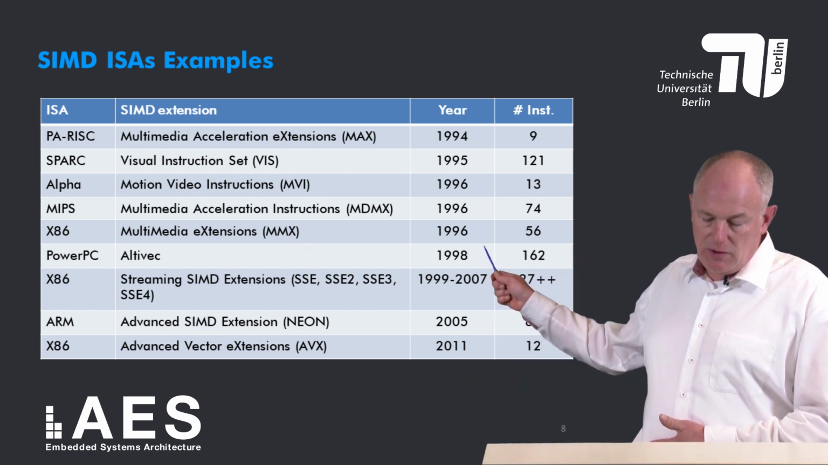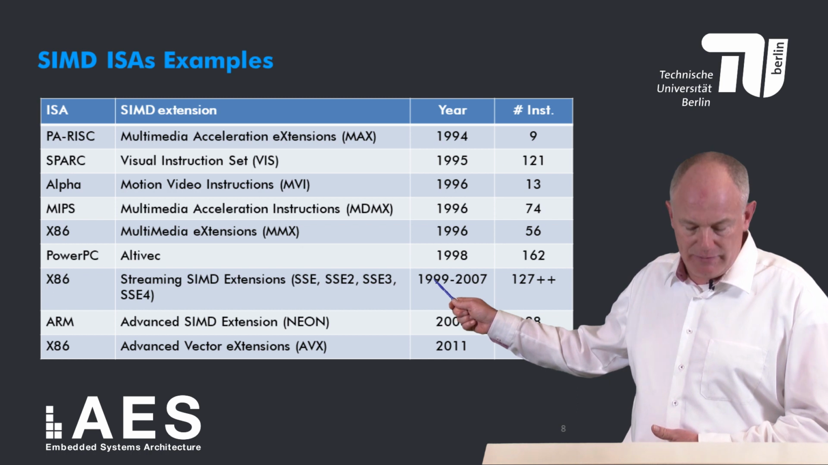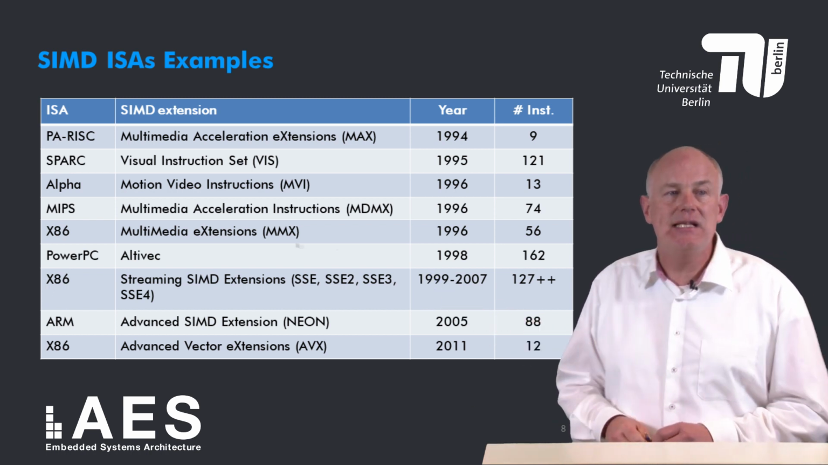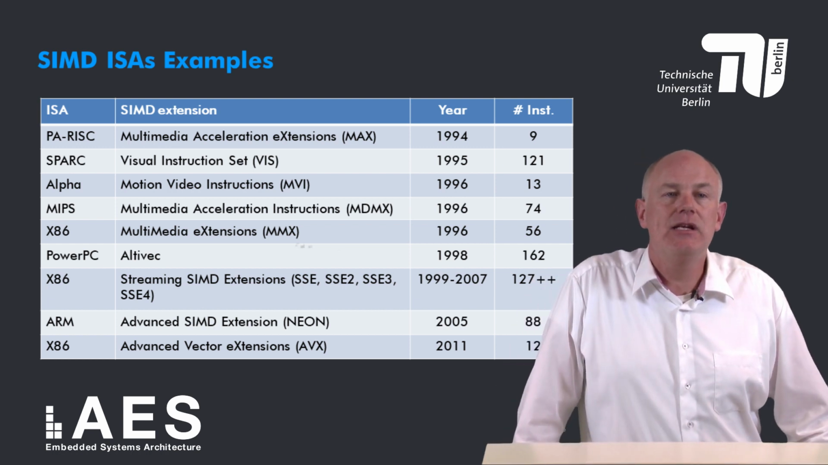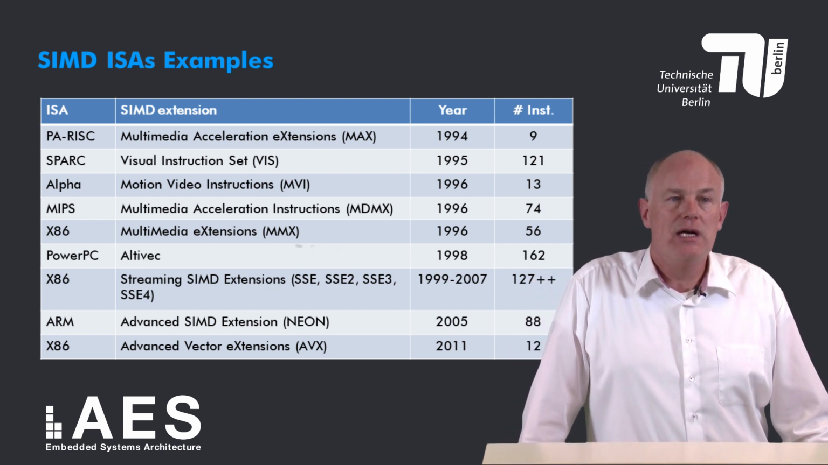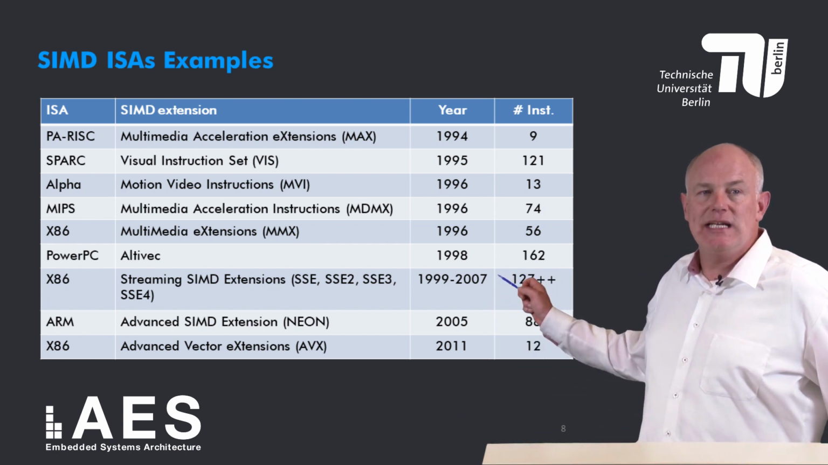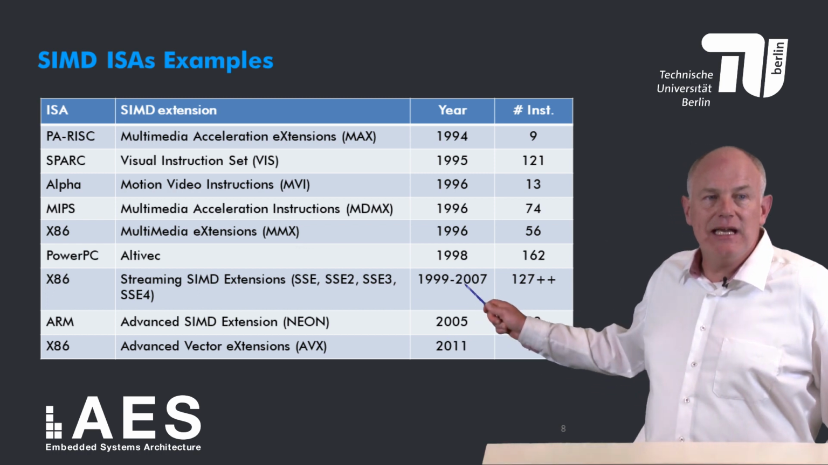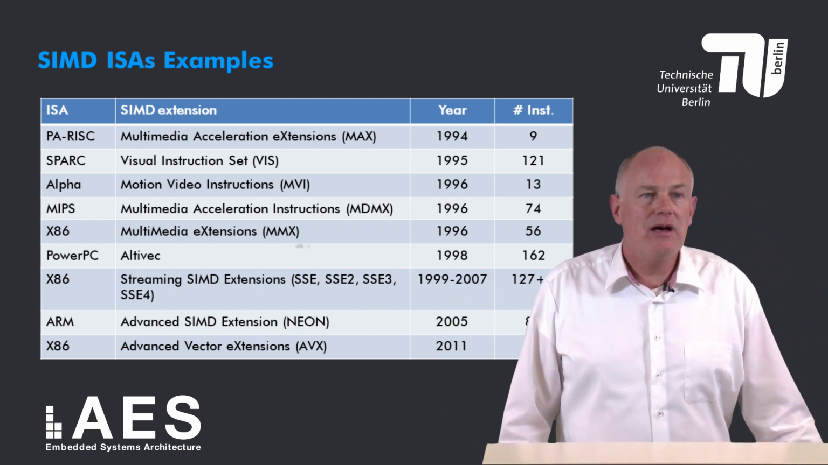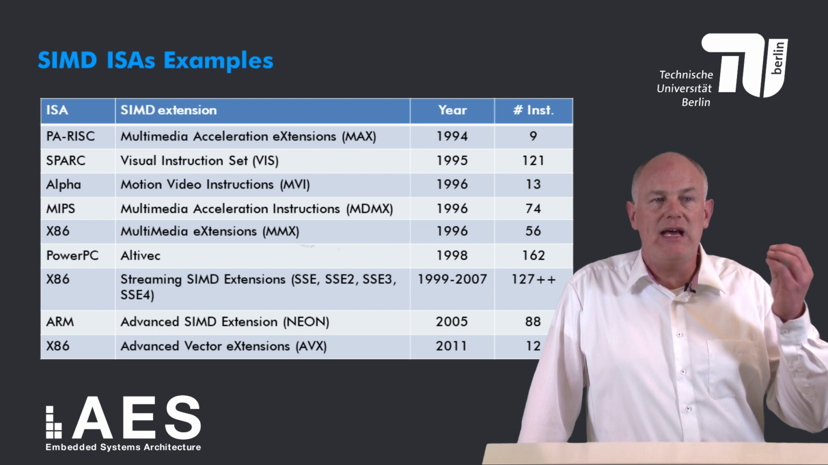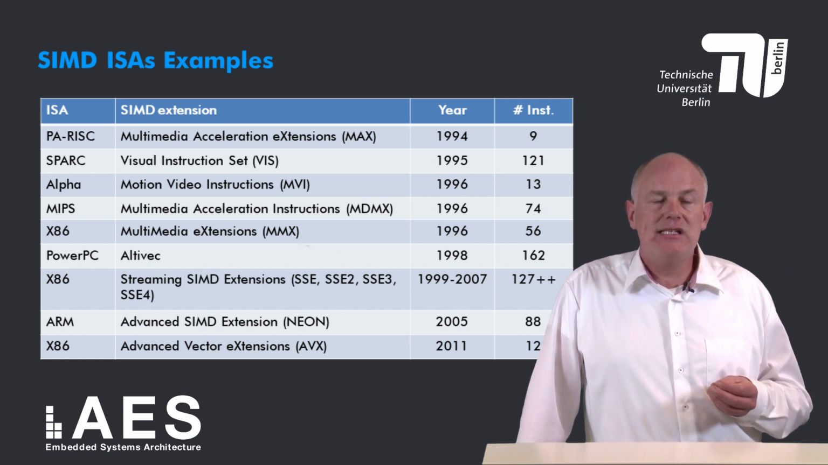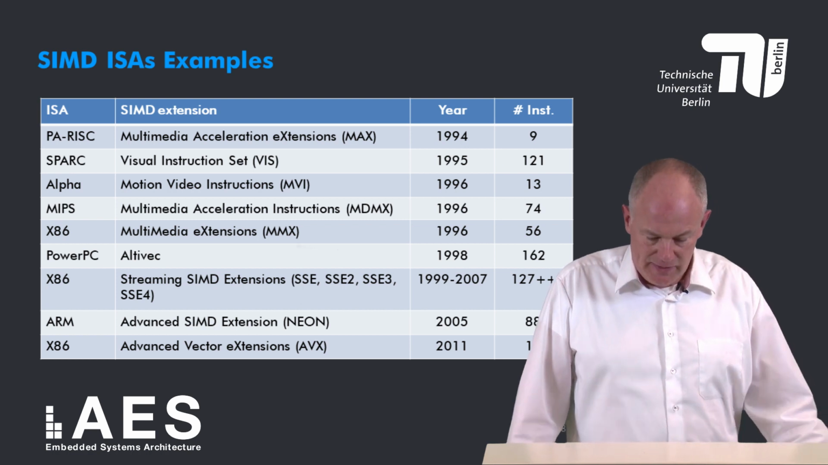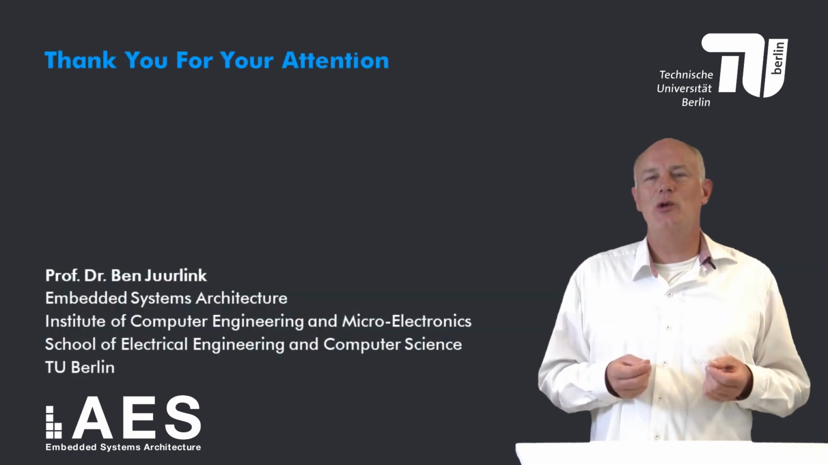For example, from '99 to 2007, they introduced several streaming SIMD extensions, SSE, SSE2, up to SSE4, supporting more than 127 different instructions. And very recently in 2011, x86 now also supports Advanced Vector Extensions, AVX, and in the following year they also support AVX2. This concludes this lesson.